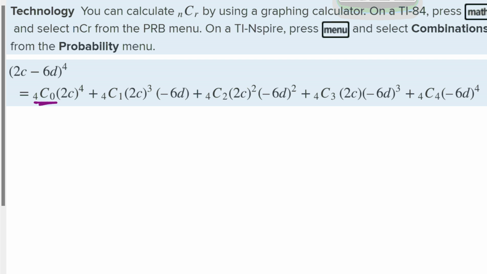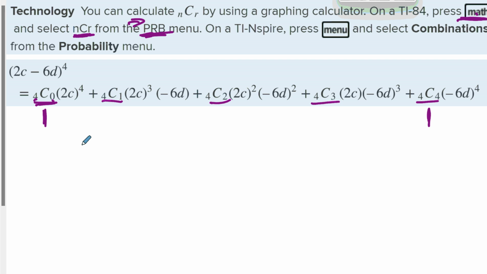And then we can use a calculator to calculate this. We hit the math button, go over to PRB, the probability menu, and click on nCr, and then you can fill in the 4, 0 to figure out what these numbers are rather than using the triangle. But we always know the first one is 1 and the last one is 1, so that's kind of easy.